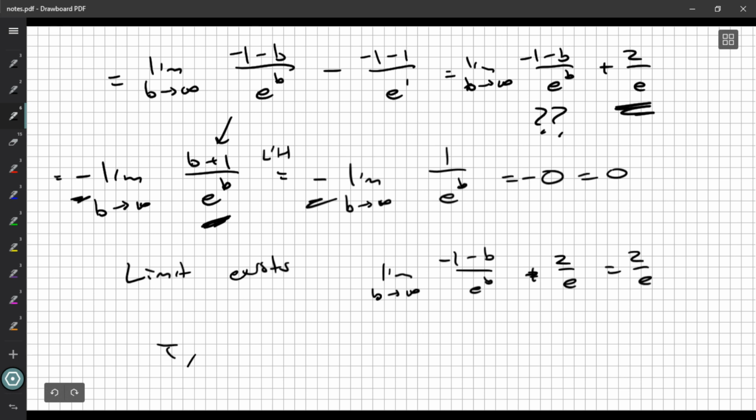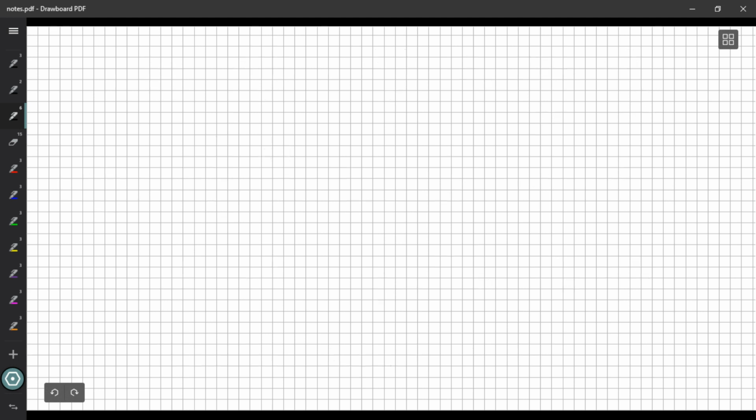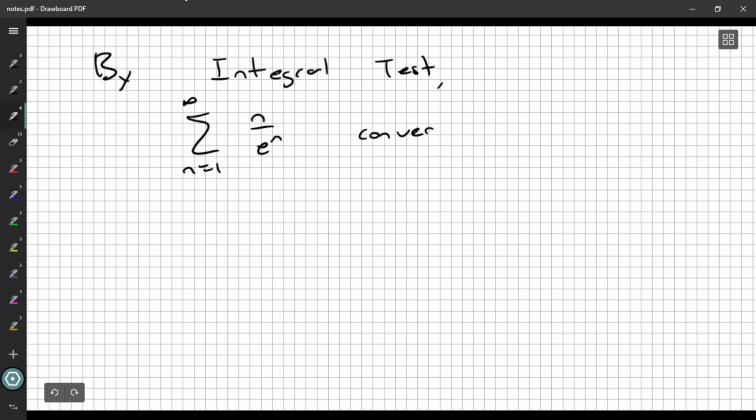Okay. So the type 1 integral converges, and what does the integral test say? Well, the integral test says our series will do whatever the type 1 improper integral does. So we can say by the integral test, the series n over e to the n converges. Well, there we go.